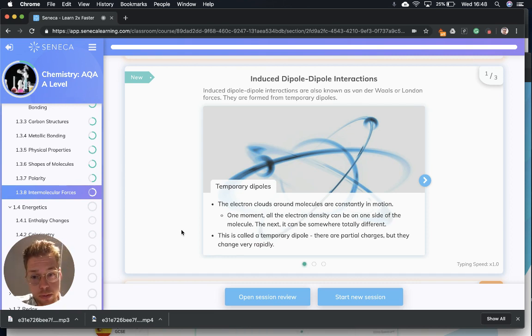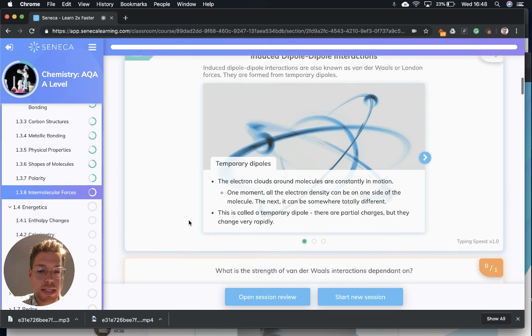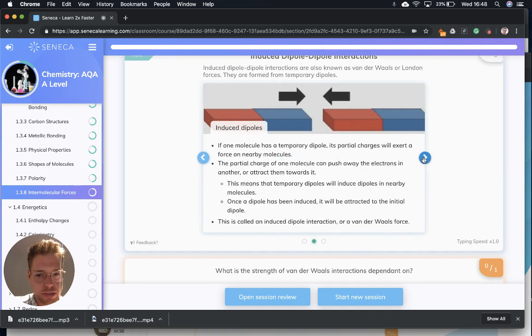Now, temporary dipoles. The electron clouds around a molecule are constantly in motion. One moment, all the electron density can be on one side of the molecule, and the next, it could be somewhere totally different. This is called a temporary dipole. They are partial charges, but they change very rapidly.